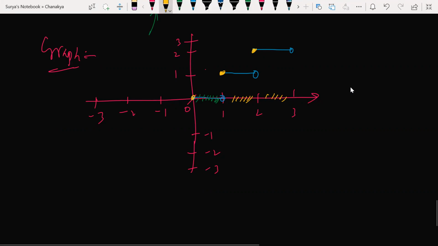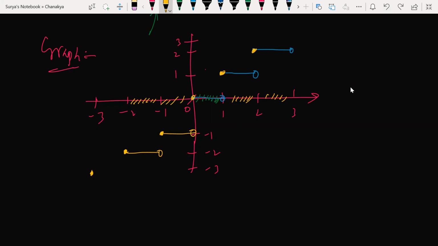Similarly, if you take any value between 0 to -1, what is your answer going to be? -1 only, isn't it? Though -1 is not included. So if you take any value between -1 and -2, what is the answer? -2. So here the filled dot means including, and the open dot means not including. Understood my point? Making a small hole is nothing but not including that. If I take any value between -2 to -3, -3 is going to be your answer.